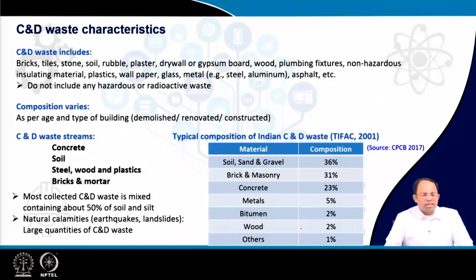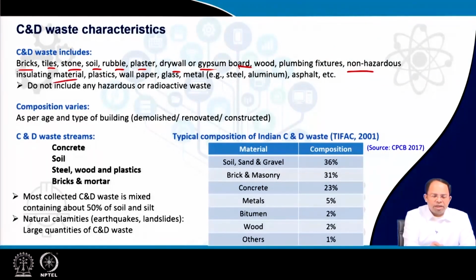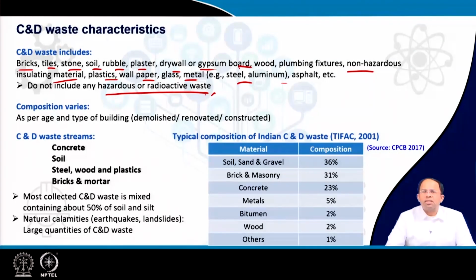So, the C&D waste characteristics also vary, because it's not one kind of waste. There are different items in construction and demolition waste. For example, it includes bricks, tiles, stones, soil, rubble, plaster, drywall or gypsum board, wood, plumbing fixtures, non-hazardous insulating material, plastic, wallpaper, glass, metal, and so on. So, steel, aluminum, all these metals are also available. Now, hazardous or radioactive waste is not considered, even though some of it may be present in certain kinds of buildings, but we ignore this kind of waste for normal C&D waste processing, collection, disposal and treatment.